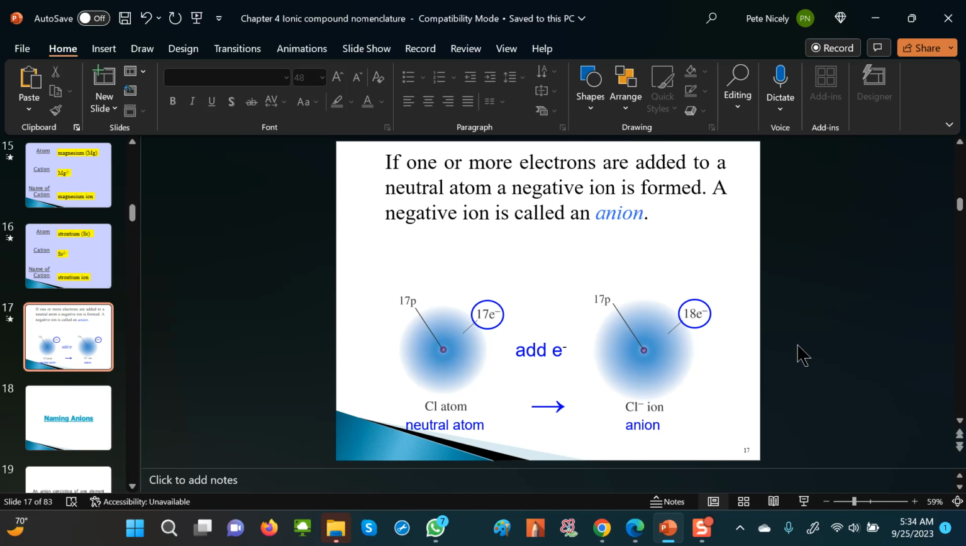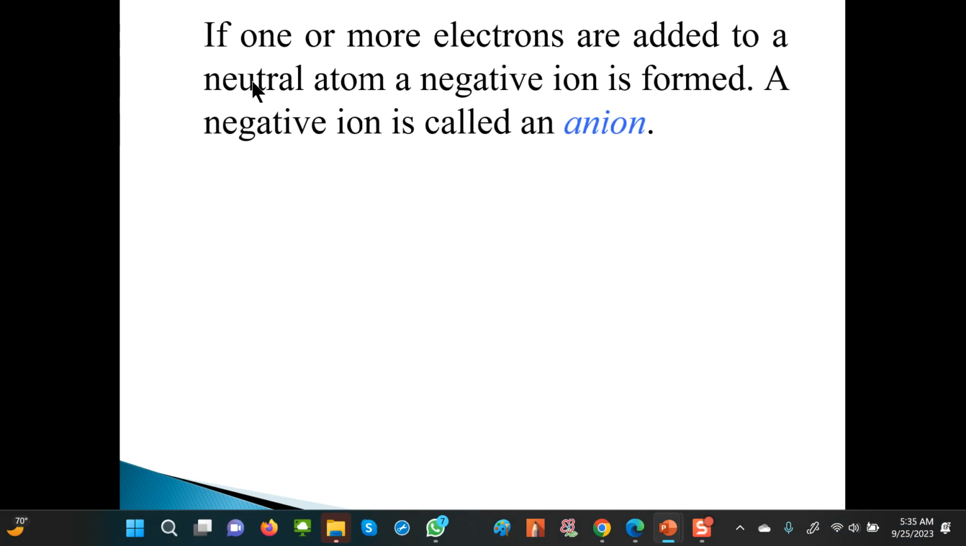So now we're going to talk about anions, which, as I said before in the previous video, are basically seen as the opposite of cations, and you're going to see the reason why. So if you have a situation where one or more electrons are added to an atom, then the resulting structure will have a negative charge. It's a negative ion, and we call that an anion. The anion is a negatively charged ion, while the cations that we discussed previously are positively charged.